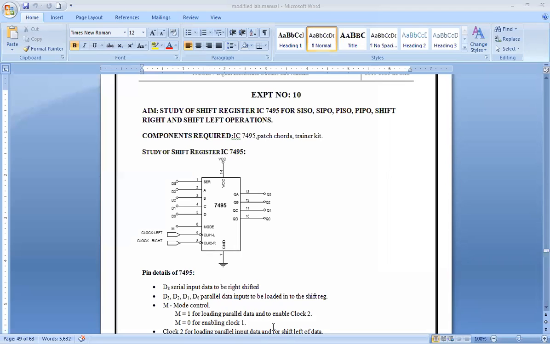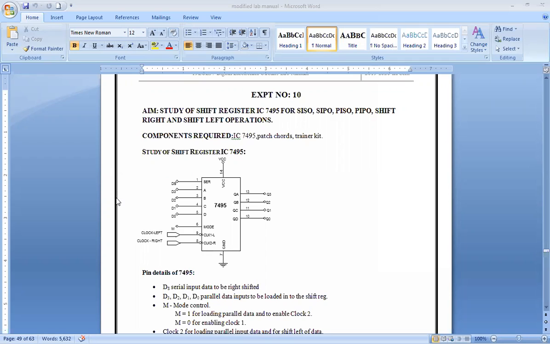Why do you think we have to go with registers? What's the importance of using a register? It can store many bits at a time. Correct. With a flip-flop it is not possible because it's only one bit storage. So what we do is we employ a register, which is a collection of flip-flops.